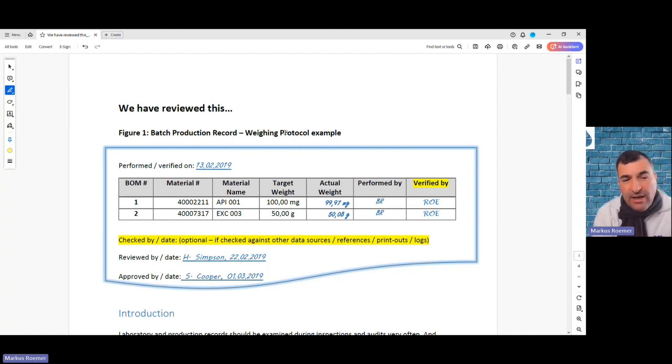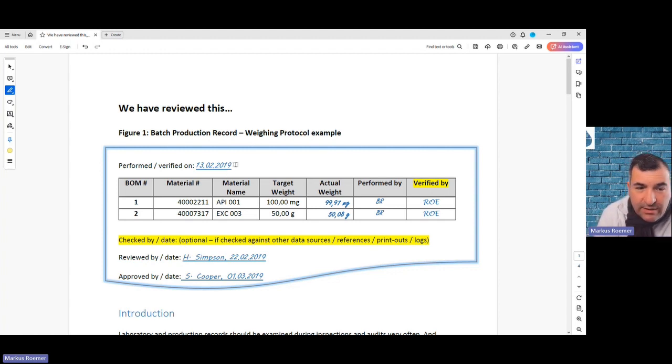Sometimes I hear in audits or even in consulting activities, "we have reviewed that," or "we want to implement a review step." I'll show you one example here, a weighing protocol, where you find different information. Whenever you look at reports or forms, especially on electronic systems, there's a field label in front, for example "performed," "verified on," and then there's a date.